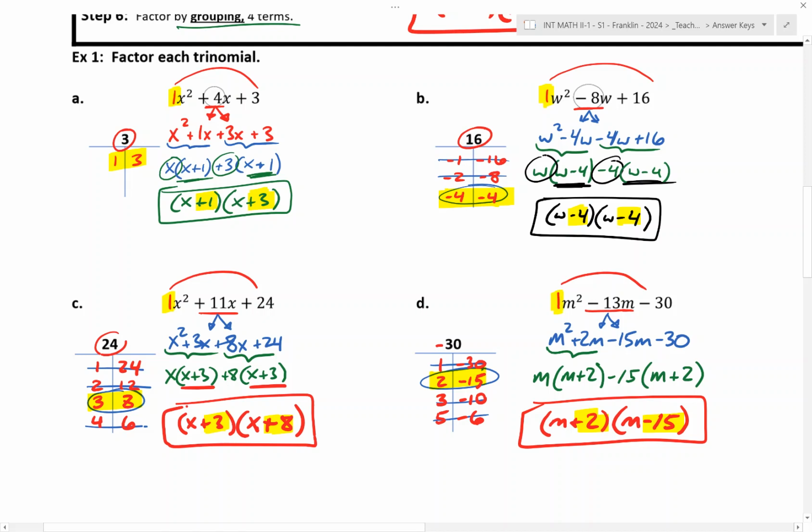And so you'll see on the next section of notes that that is not always the case. So to be safe, multiply a and c together, find two numbers that multiply to ac and add to b, split that middle term, factor by grouping, and then you get your answer.